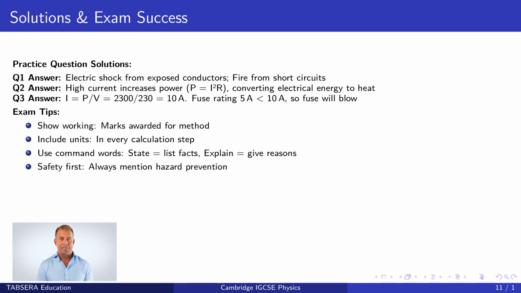Now, exam success tips. First, always show your working. Even if the final answer is wrong, you earn marks for correct method. Second, include units in every step of calculation. Third, use command words correctly. State means list facts without explanation. Explain means give reasons using physics principles.